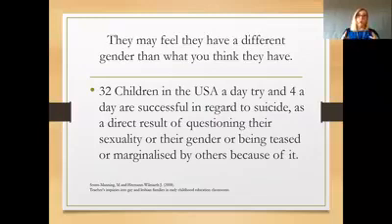So this is not all people that attempt suicide or successfully suicide. This is just this percentage here that their suicide attempts are directly related to gender, to their confusion around gender or to people teasing them around gender or their marginalisation around gender. So that's pretty significant.